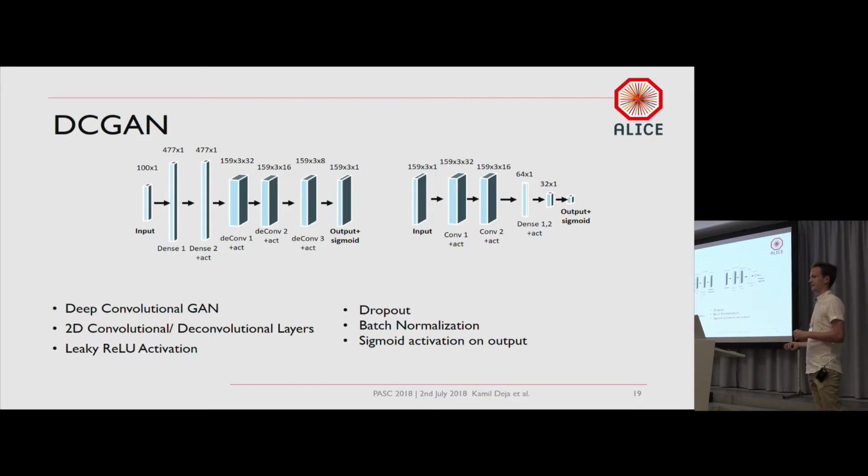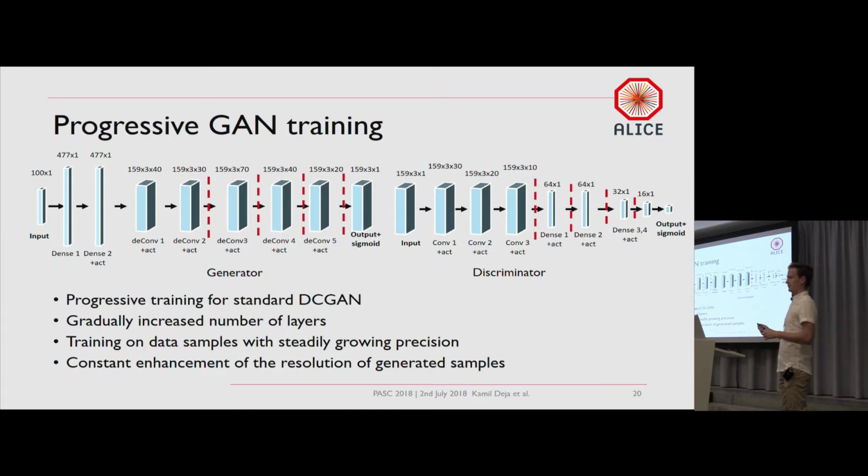Of course, since we had some rather deep models at the end, we decided to use dropout and batch normalization to ensure that the training is going well. And we also applied progressive training, the same thing which you've seen in this NVIDIA paper about the celebrities. We also applied the same idea in our method.